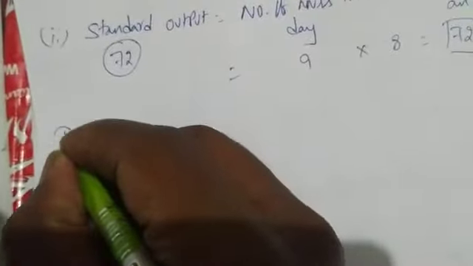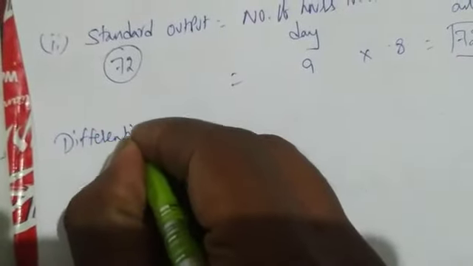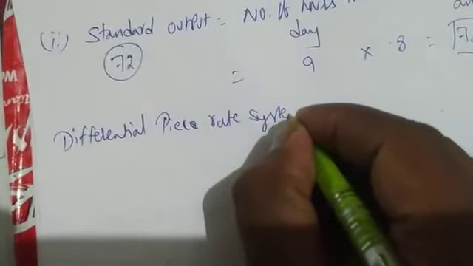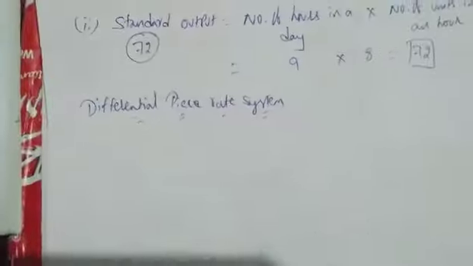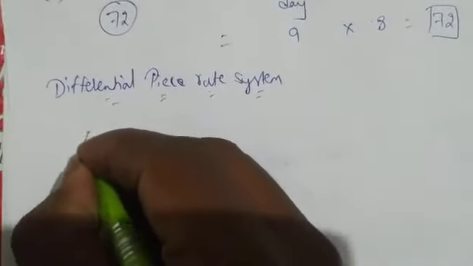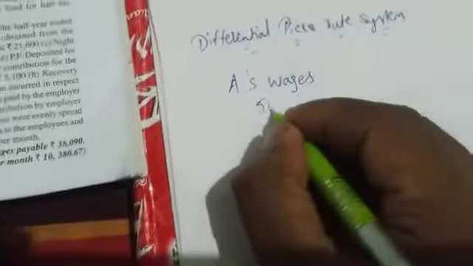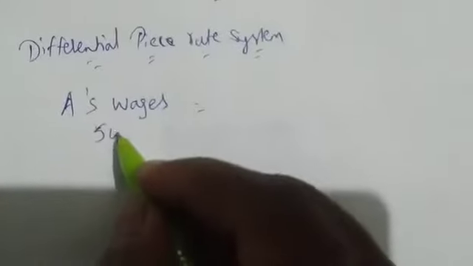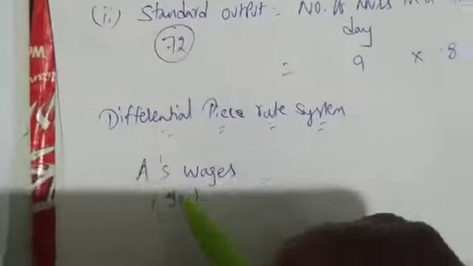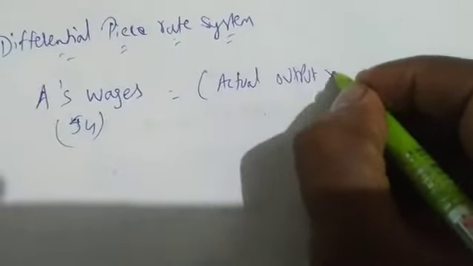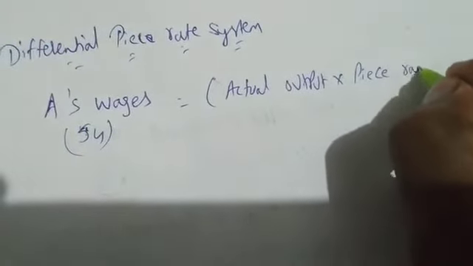Okay, let us do first the differential piece rate system. First we'll find the differential piece rate system, then we'll find out the straight piece rate system. So for the person A's wages, A is producing how many units? 54 units. Okay, so the person who is producing less than standard output, what is the standard output? 72. To this person we are giving actual output into piece rate into, in the question how much percent does it say? Below standard 80%.